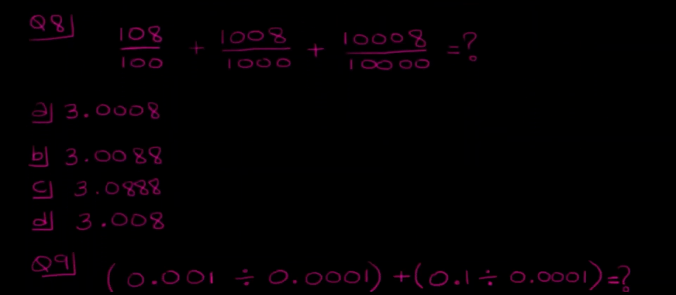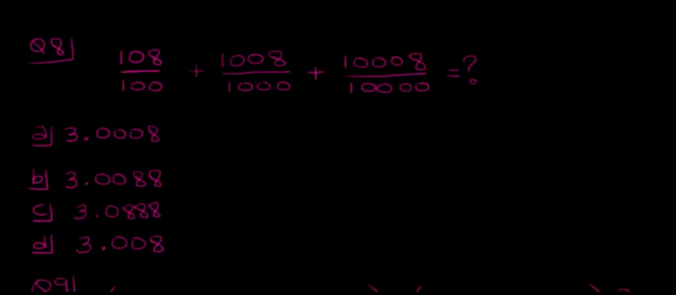Next question, question number 8. Give it a try, because it's something I'm sure you would know. 108 divided by 100. Division means the decimal, which is over here, is moving backwards 2 places, 1, 2. So I've got a 1.08 plus. Same thing here, moving back 1, 2, 3 places, so I've got a 1.008. Moving back 1, 2, 3, 4 places.